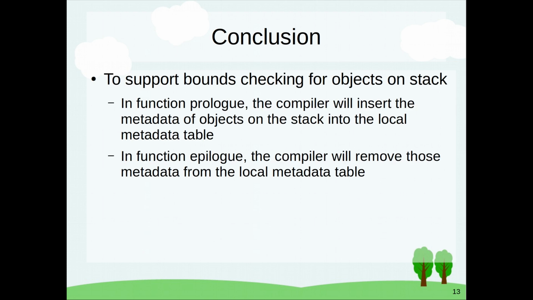So to support bounds checking for objects on the stack, in the function prologue, the compiler will insert the metadata of objects on the stack into the local metadata table, and in the function epilogue, the compiler will remove those metadata from the local metadata table, and this is how the bounds check for stack objects is done in the capability-based approach.